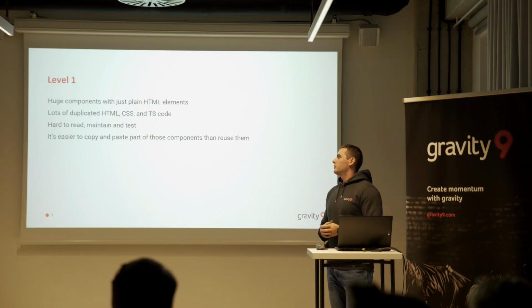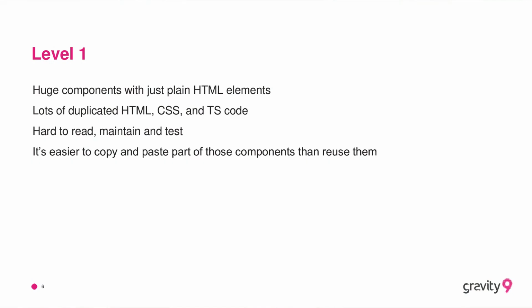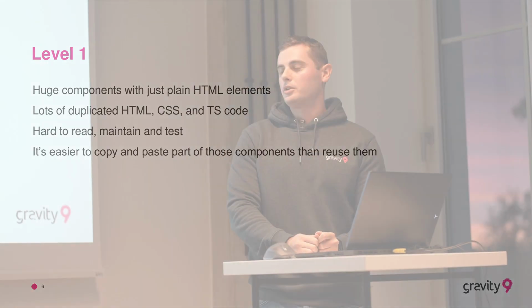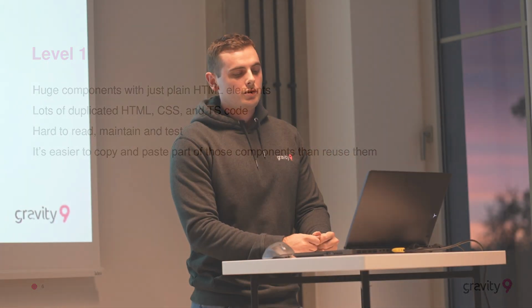So the first level of component structure design would be just components that probably all who worked on the front end saw. They are basically huge components, mostly consisting of plain HTML code. The biggest component of this type I have seen had like 8,000 lines of HTML code. They are huge monolithic files. They mix up responsibilities. They duplicate HTML code. So basically, there is no structure and reusability at all.